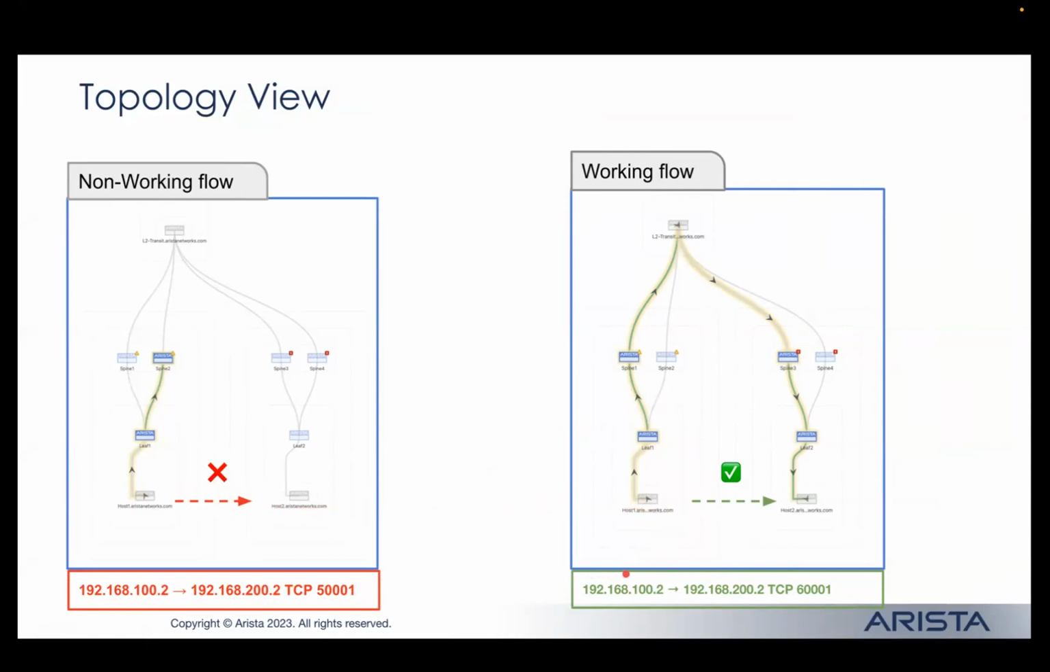The working flow is sourced from 192.168.100.2, which is host 1, and destined to 192.168.200.2, which is host 2, and using TCP 60001. The broken flow is between the same two hosts, but it's using TCP 50001. They also said that ICMP works fine, but SSH and other UDP and TCP-based apps don't, and they noticed this a while ago at around 2:05 p.m. And as we've shown in previous webinars, flow tracking can be really useful for initial troubleshooting.